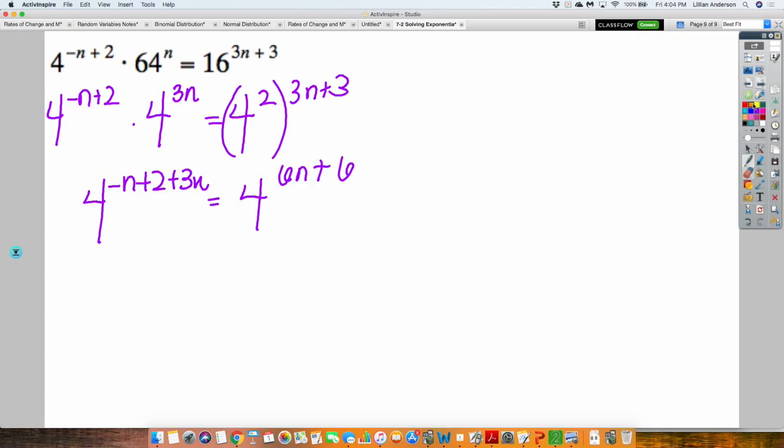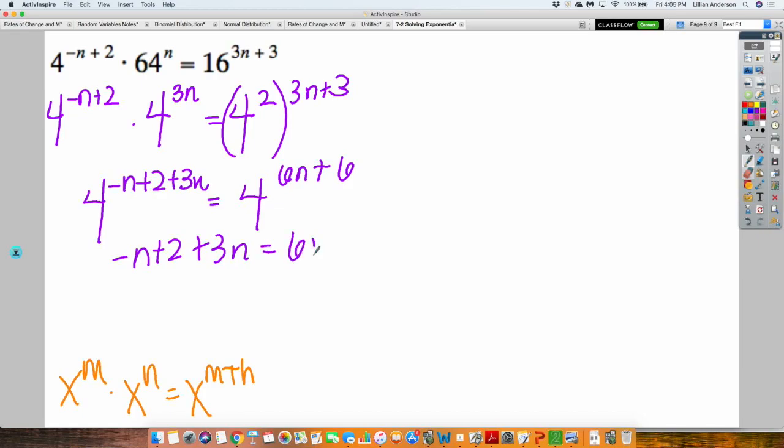Because remember, our product property says that if the bases are the same, then all we do is add the exponents, but we actually don't multiply the bases together. So this rule is the rule that's being used here. So now we can set our exponents equal to each other and solve this.